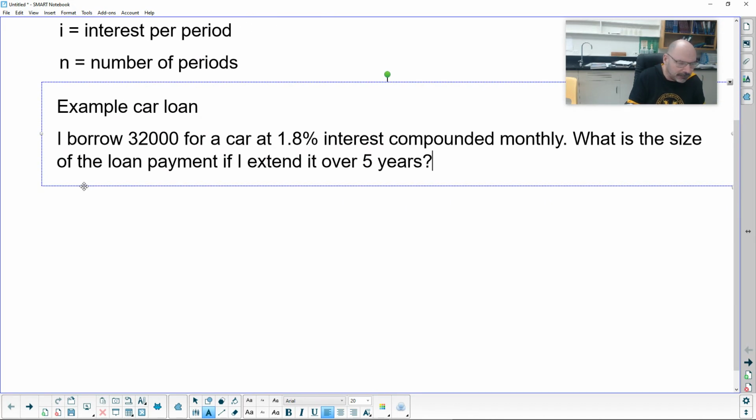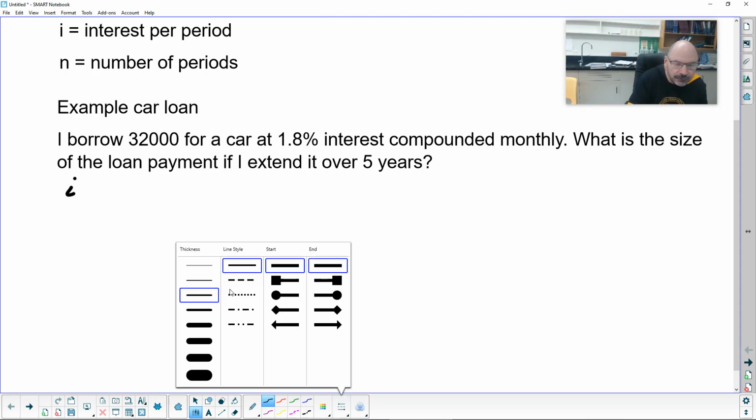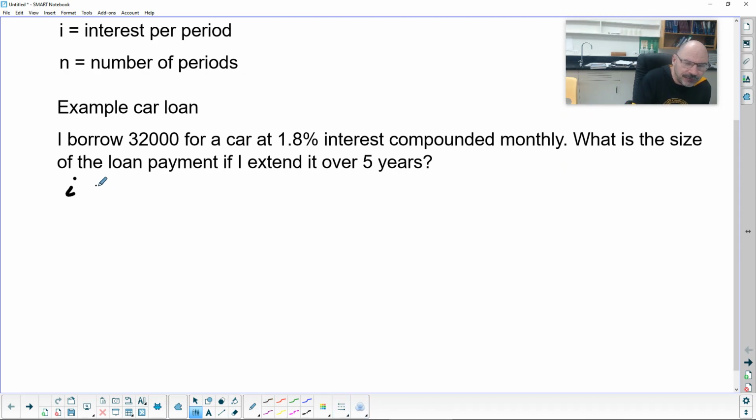We want to get our i value. Our i is the interest per period. So we've got 0.018 per year, and there's 12 months a year, so we have to divide it by 12. That's 0.0015.